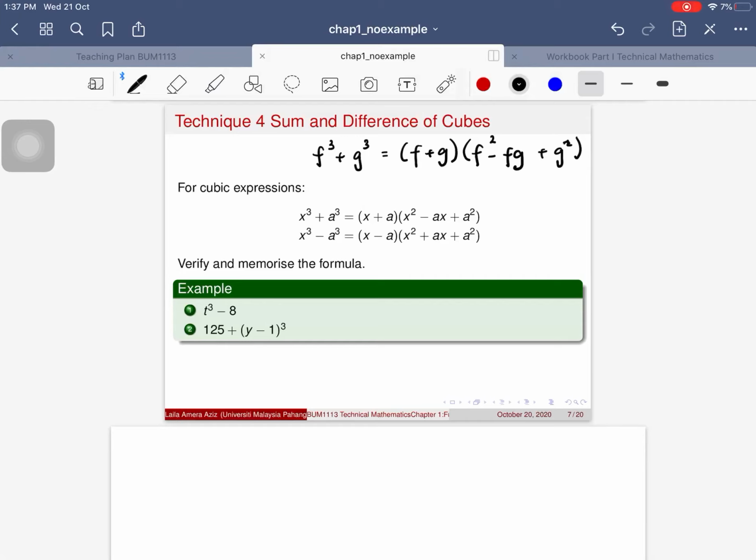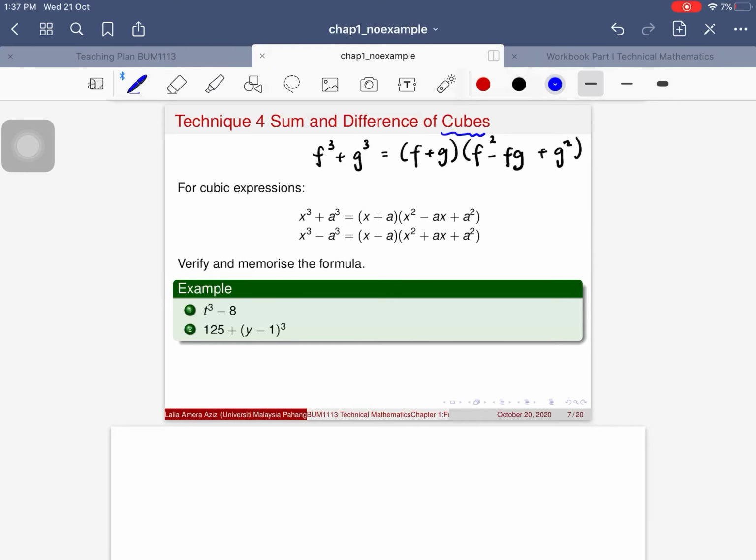Right, fourth technique will be on sum and difference of cubes. Previously we had it in terms of squares, and this one is going to be in terms of cubes. The idea is going to be pretty much similar. Previously, when you have two terms that can both be written in terms of squares, this time you have two functions that can be written in terms of cubes.